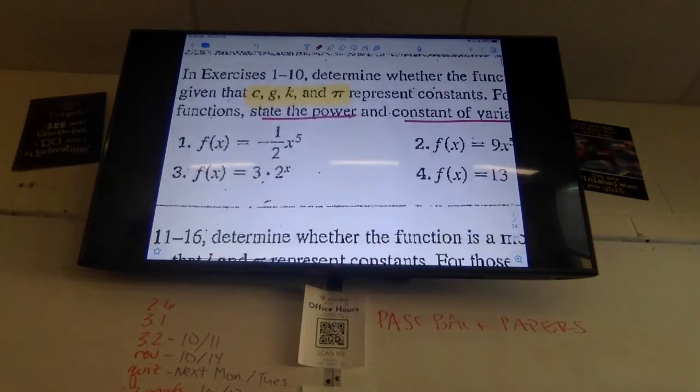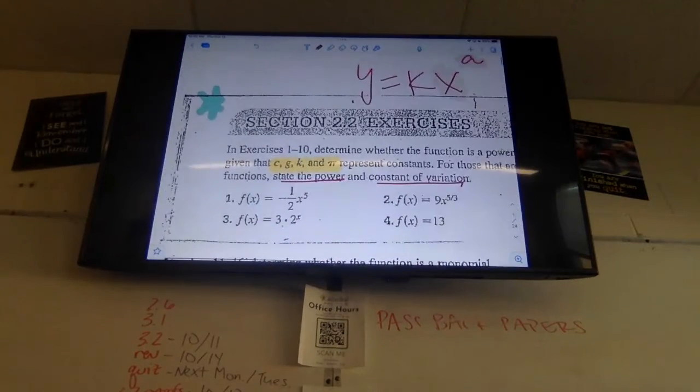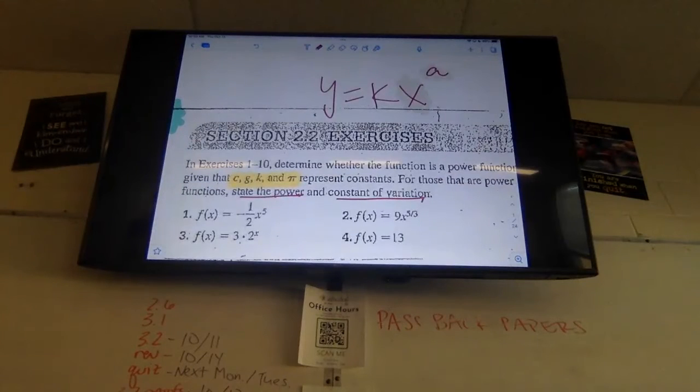Okay, so looking at number 1 and my example, is that a power function? Yes or no? Yes. What's my power? 5. Good. It's power of 5. And then what's my constant? What'd you say, Eva? What'd you say before? Negative 1/2. Good. Negative 1/2. Good. That was easy because I've got x as my variable.